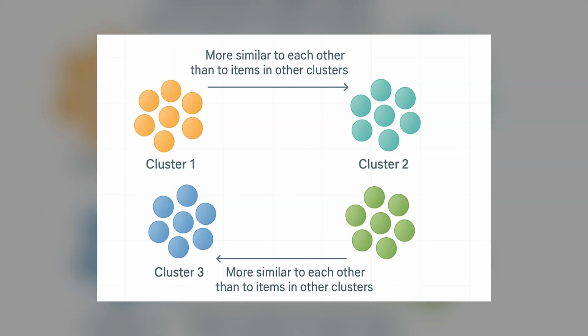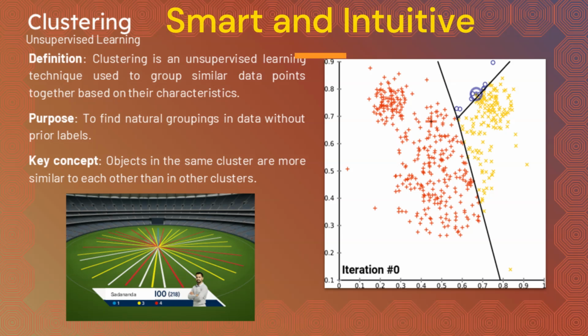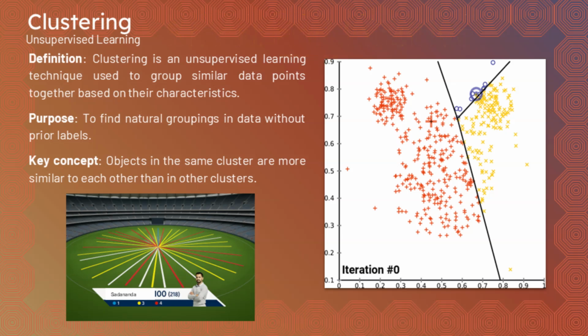The key concept is, items in the same cluster are more similar to each other than they are to items in other clusters, just like similar types of shots appearing in the same zone on the wagon wheel. So whether it's cricket shots or customer data, clustering helps us make sense of complex patterns in a smart and intuitive way.